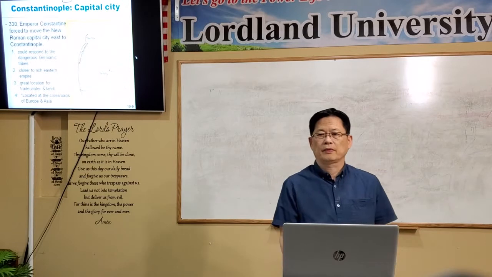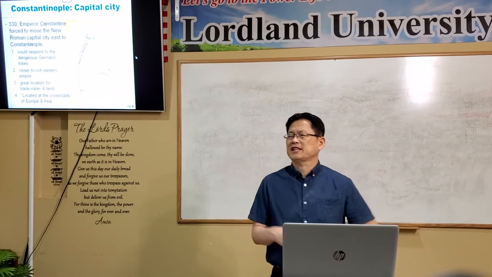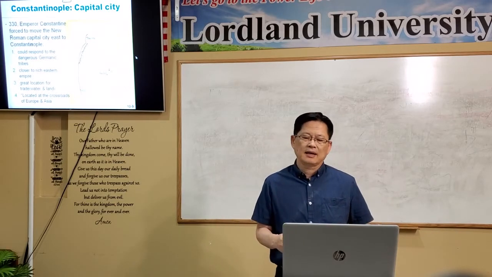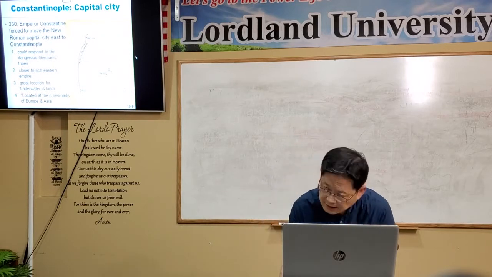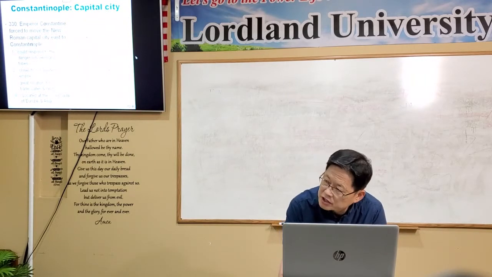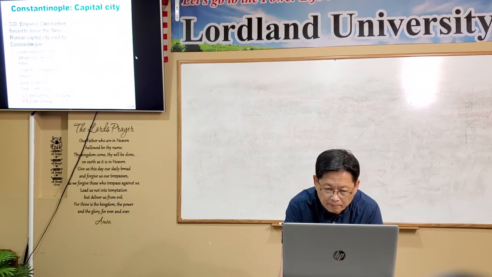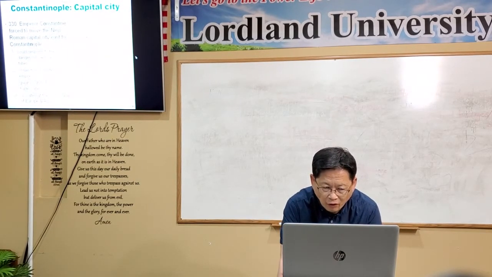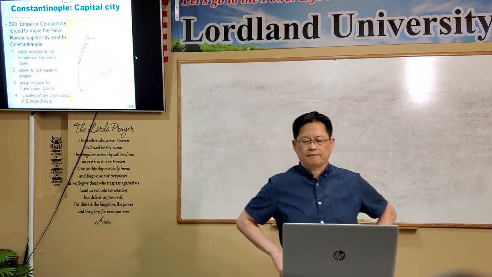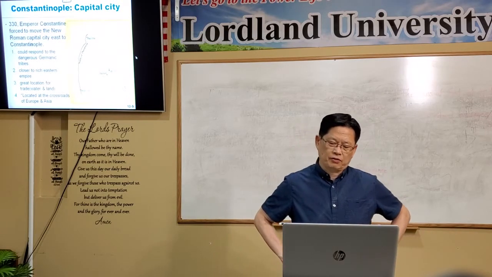Constantinople. Byzantium was renamed Constantinople, the capital city of the Eastern Roman Empire. In 330, Emperor Constantine moved the new Roman capital city east to Constantinople.